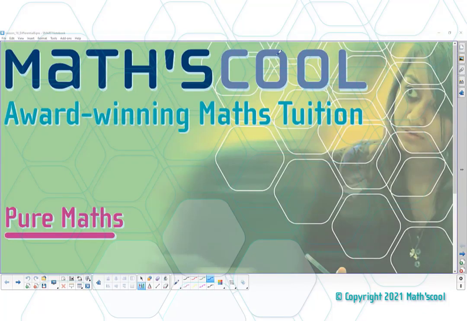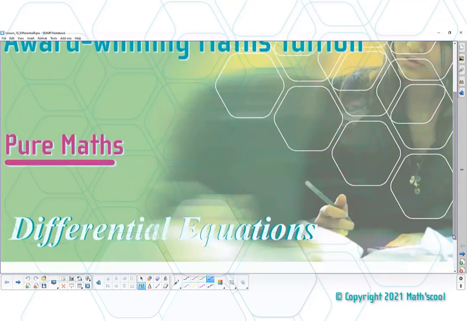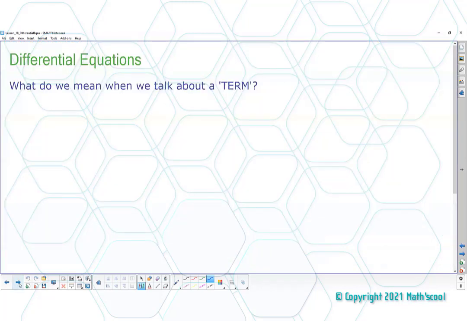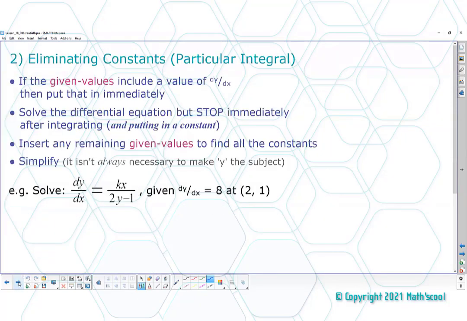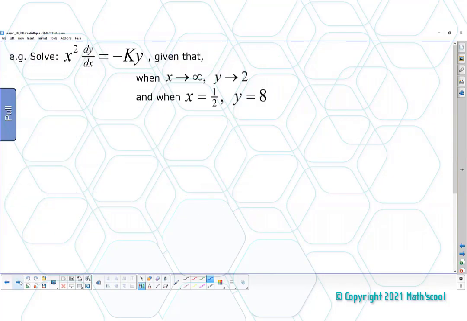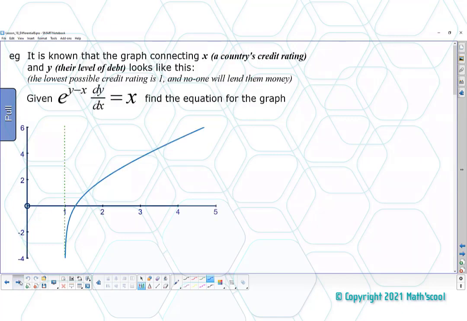Okay, so for homework, you were doing solving differential equations. And so now we're doing the next bit, which is modeling with differential equations. So forming and solving the differential equations. So we've done all this bit here already. We know how to do all this bit. We know how to eliminate the constants.